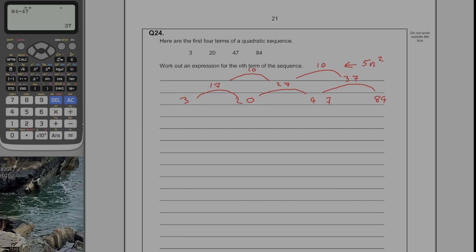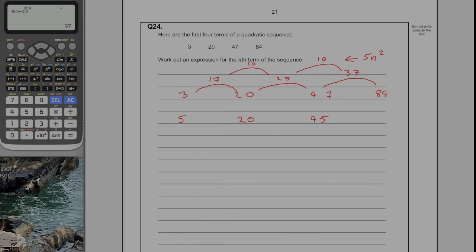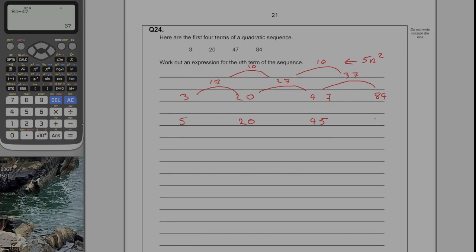So 5n squared would give me 1 times 5 would be 5, 4 times 5 would be 20, 9 times 5 would be 45, then 16 times 5 would give me 80. So let me write it. So this is our sequence.